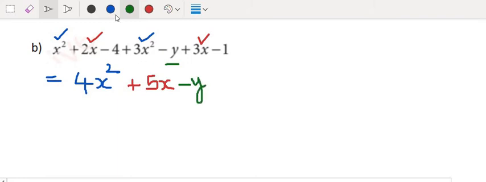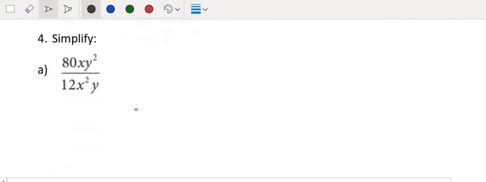And now we write the constant terms. These are minus 4 and minus 1, the constant terms. They are numbers, so we can add or subtract. Both are negative, so we add and put minus. So the answer is minus 5, and this is the final answer. So we have simplified all the expressions to their lowest terms. Further, this cannot be simplified. Move to the next question.